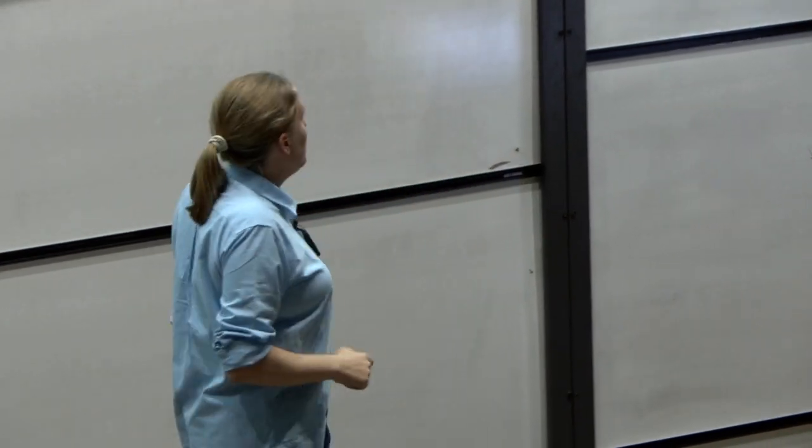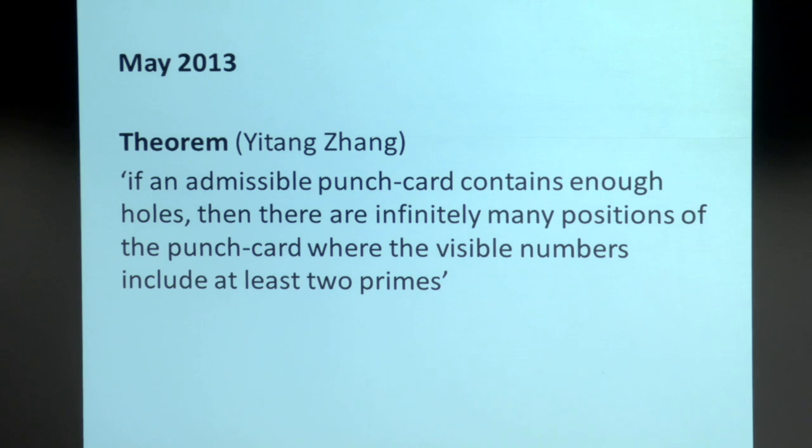So Zhang's work used this idea of admissible punch cards. They're not called punch cards in the mathematical literature, they're called sets, so admissible sets. And what Zhang proved was that if you've got an admissible punch card with enough holes, and by the way, that means loads, so you've got a punch card with loads of holes, there are infinitely many positions of that punch card where at least 2 of the visible numbers are prime. We'd like to have all of the visible numbers prime. That's way too much to hope for. But at least 2 of the visible numbers will be prime.